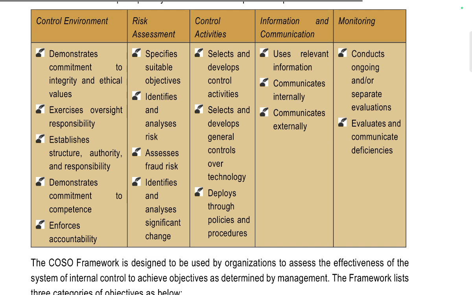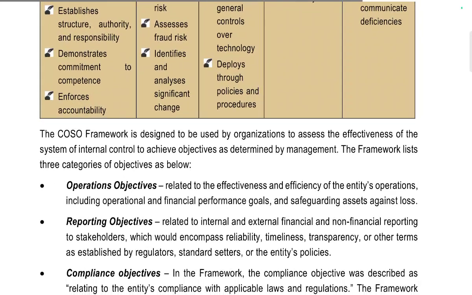Control activities: select and develop control activities. Control activities: select and develop general controls over technology. Control activities: deploy through policies and procedures. Information and communication: use relevant information, communicate internally and communicate externally. Monitoring: conduct ongoing and separate evaluations and evaluate and communicate deficiencies.